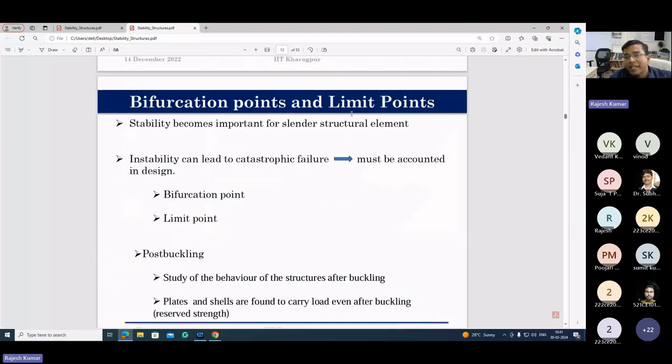Okay, bifurcation points and limit point. What is the difference? I have discussed that already. Stability becomes important for slender structural elements. When you have slender members, there is a chance of stability loss. And why is it important? Because nowadays we are shifting to different materials like composite materials and functionally graded materials, which have higher specific strength compared to steel and aluminum.